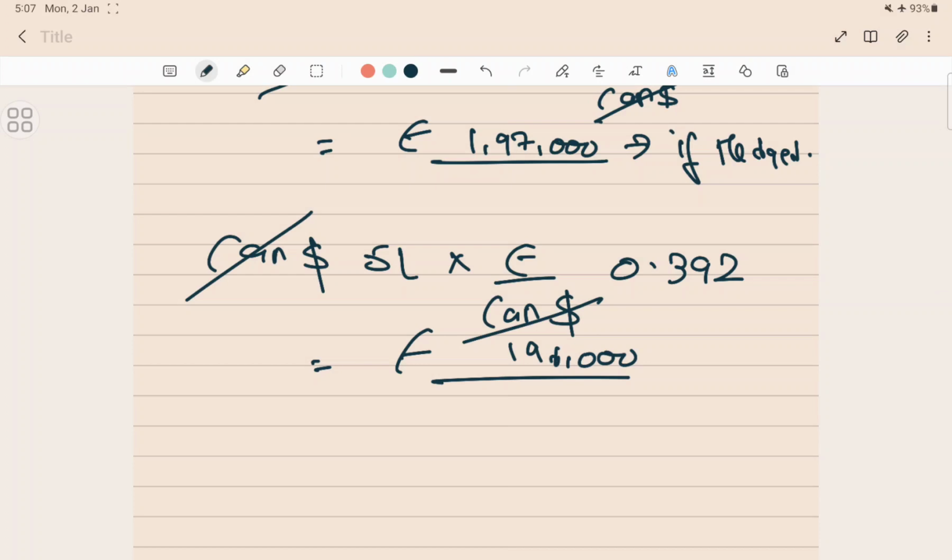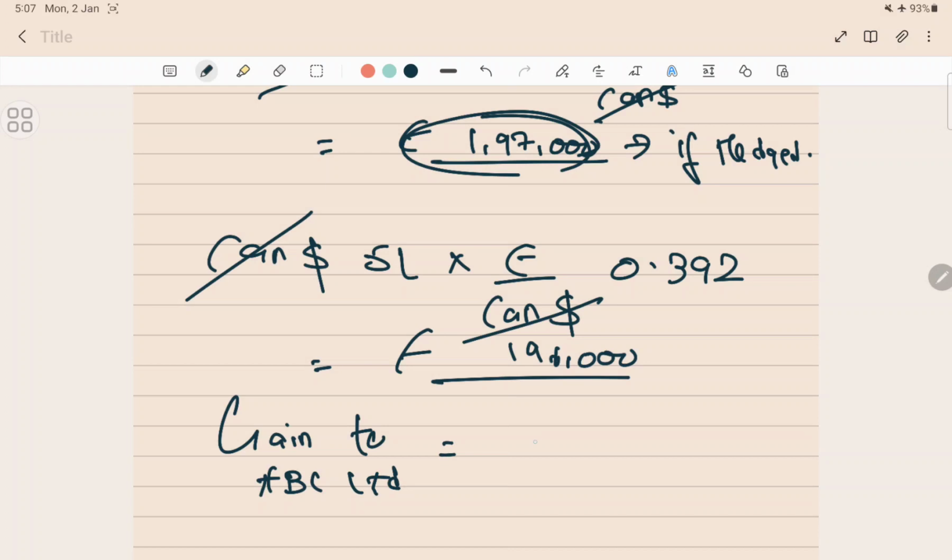So are you at a gain or loss? I am at a gain, because since I've hedged the contract, I'm getting more, see 197. Or else, if I had not hedged, I would have finally got at the end of 6 months only 196, that is 1,96,000 pounds. So there is a gain to the exporter, to ABC Limited.